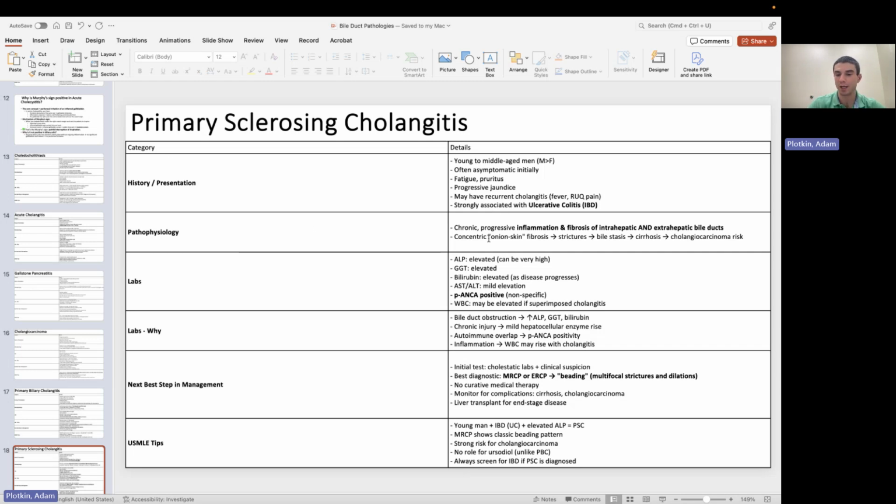Pathophys, we get chronic progressive inflammation and fibrosis of intrahepatic and extrahepatic bile ducts. We'll see this concentric onion skin fibrosis. They might call it beading too. You'll see strictures. You'll get bile stasis. The bile stasis will reflux back and we can get hepatocellular damage. It can lead to cirrhosis.